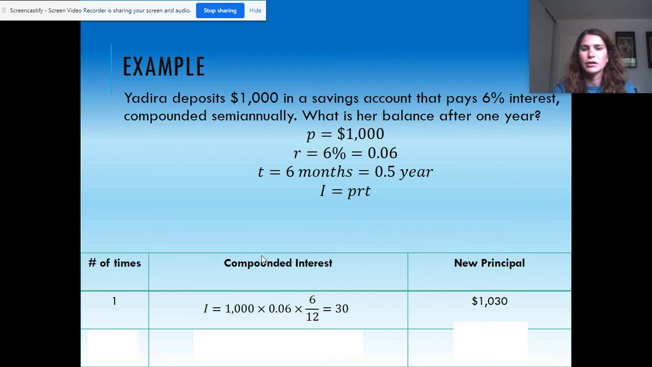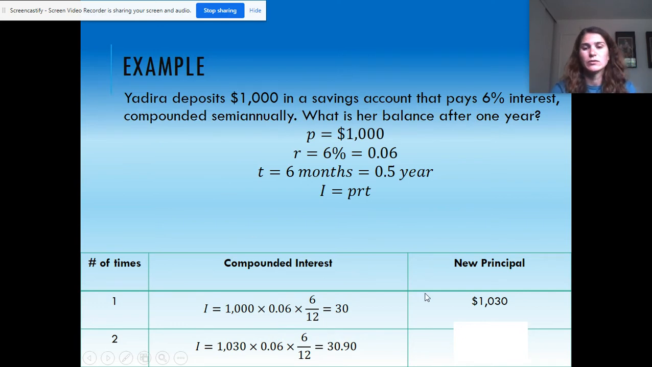So we're going to add that $30 to our original principal of $1,000. That gets our new principal of $1,030. Our second time we're going to do this because we're doing semi-annually. So we want to make sure that for our semi-annual, we are actually going twice.